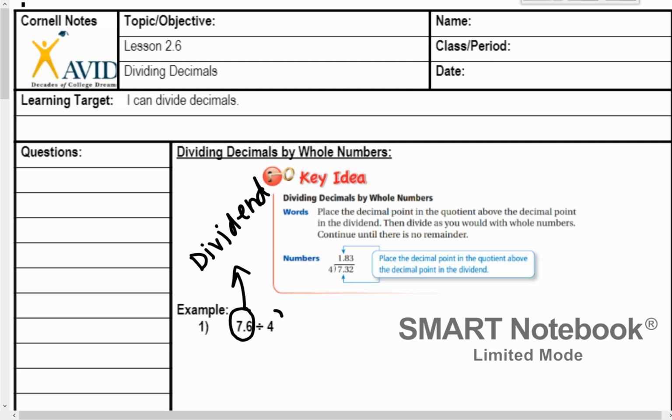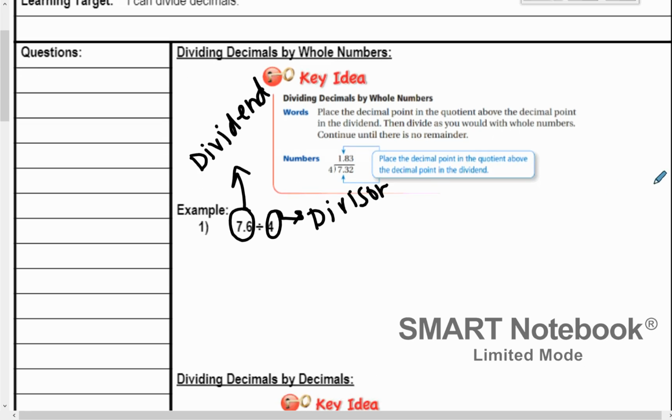Okay, that second number is called our divisor, and that's what we need to make sure is always a whole number. Okay, if it's not a whole number, then we need to do just one extra step in order to make it a whole number. All right, when we are dividing a decimal by a whole number, that's going to be the easiest example that we're going to have, just because that divisor already is a whole number.